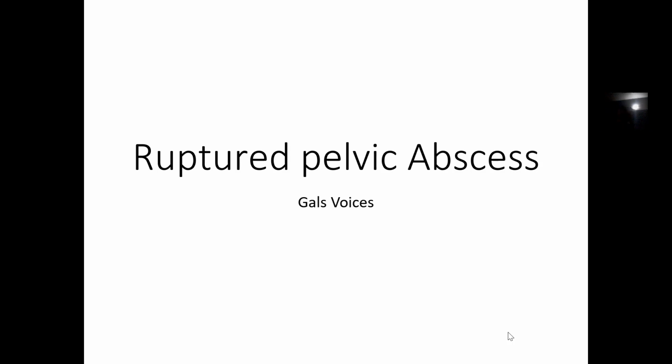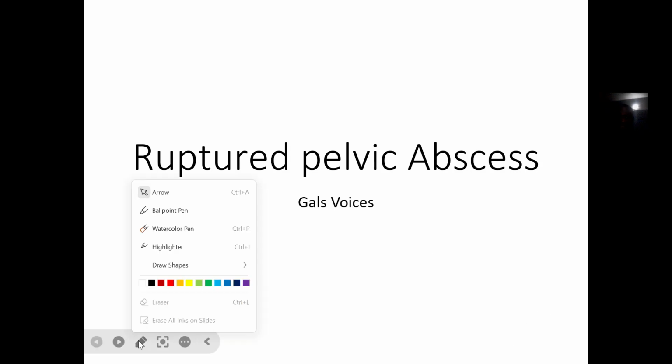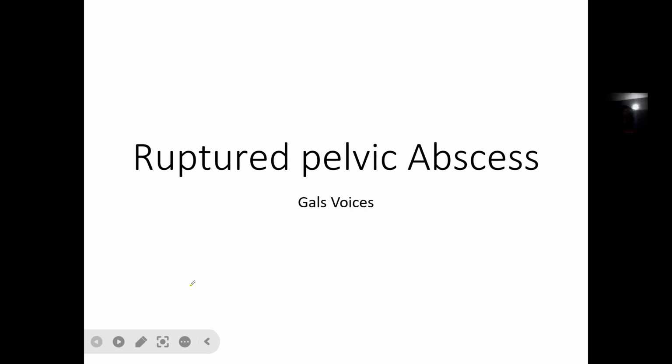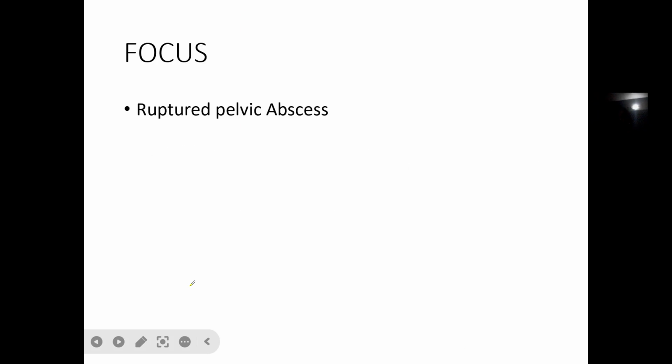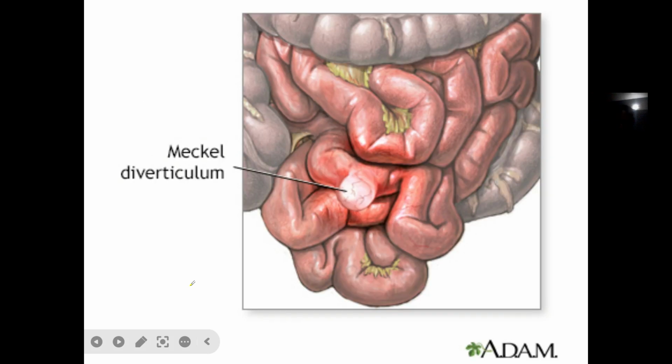What we just discussed, but this one is just generally a ruptured pelvic abscess. So what is the pelvis? The pelvis is that lower part of the body, between the abdomen and the lower limb, okay, where you have the reproductive system there. So you can have abscess collection there.